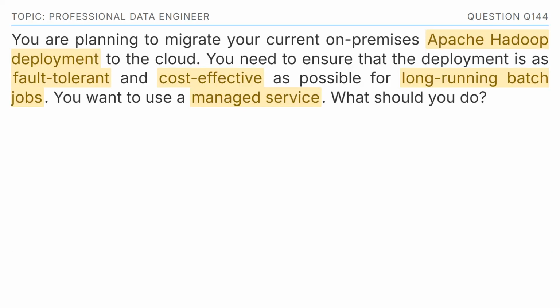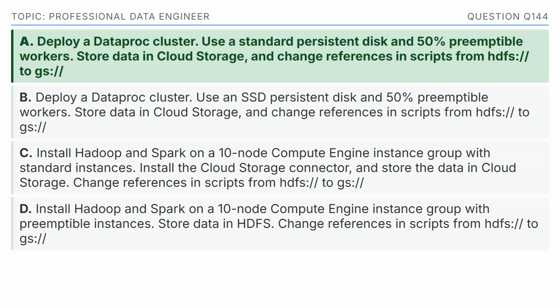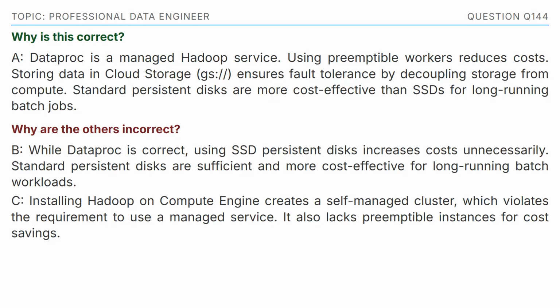To arrive at the correct answer, we focus on the keywords: Apache Hadoop deployment, fault-tolerant, cost-effective, long-running batch jobs, managed service. The correct answer is option A, deploy a Dataproc cluster. Use a standard persistent disk and 50% preemptible workers. Store data in Cloud Storage, and change references and scripts from hdfs:// to gs://. Why is this correct?